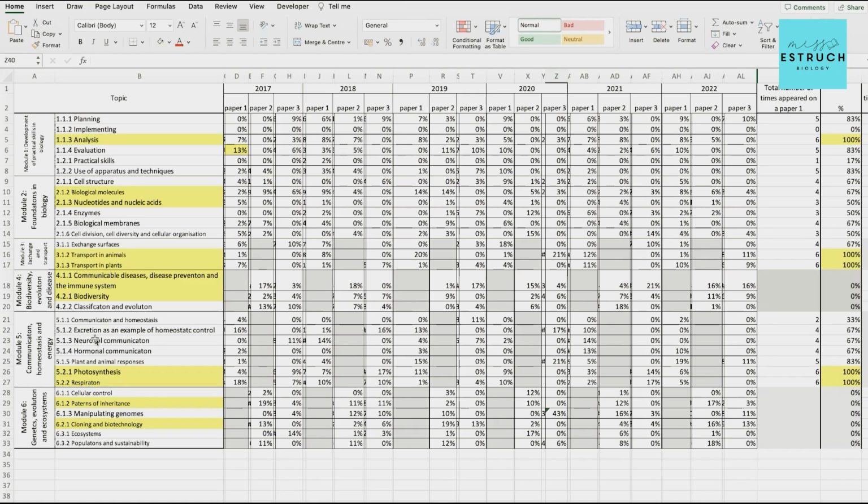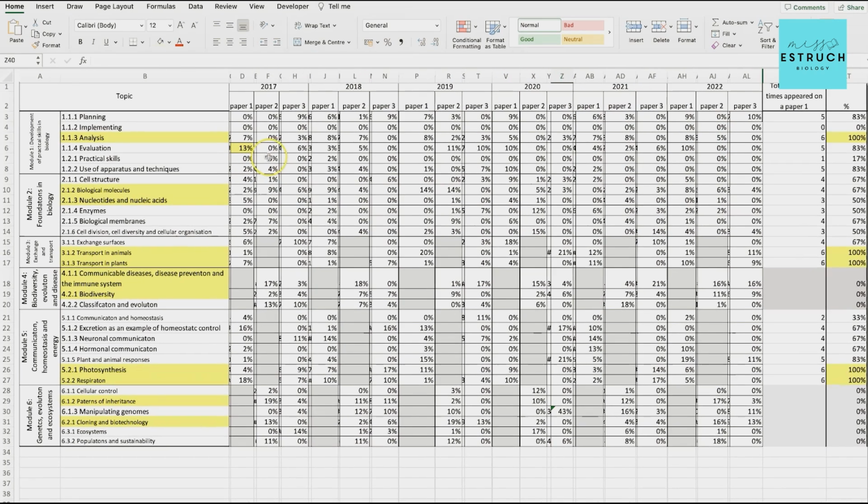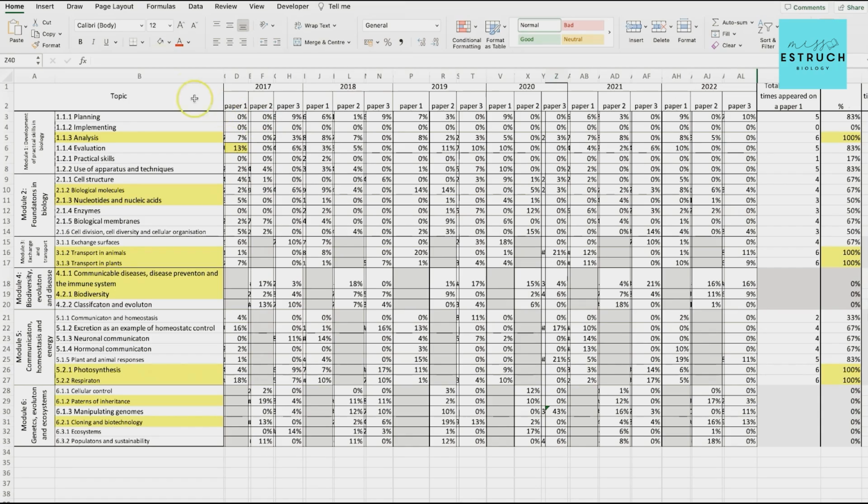Next then, let me take you through the OCR past paper analysis. Now, for this one, I don't have access to the 2023 paper, so this one I'll have to update at a later point, but we do have 2017, 18, 19, 20, 21 and 22 analysis, and this is for paper 1, paper 2, paper 3, and we can compare it against all the different spec points.